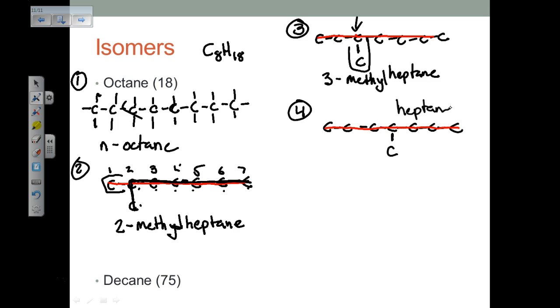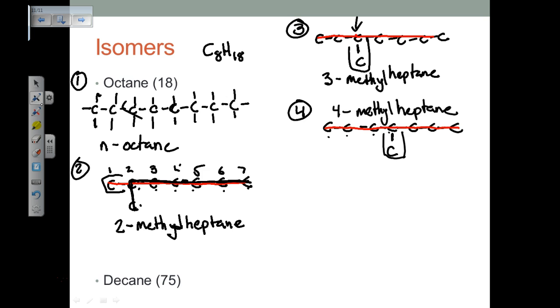Okay. Heptane. And so this is a 1 carbon group, methyl, and it's off of carbon 1, 2, 3, 4. So that's a 4-methyl heptane. Okay, we're starting to get somewhere. All of these will have the formula C8H18.